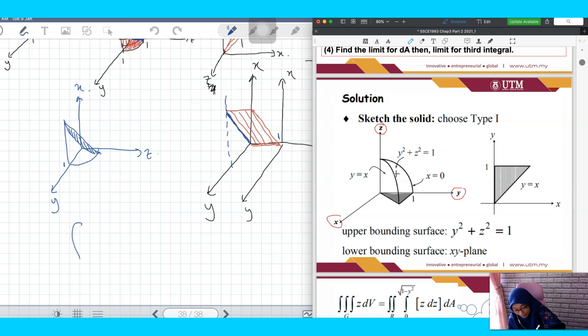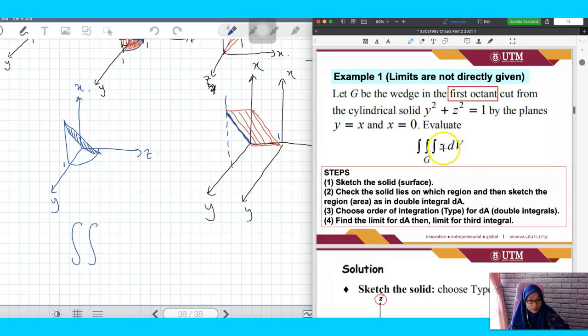Now because you want to evaluate, okay, what is the instruction here? You have to evaluate this triple integral. So you have to determine your dv, right? So now we just discuss how we can determine the dv.